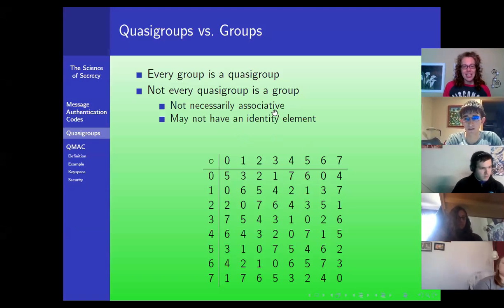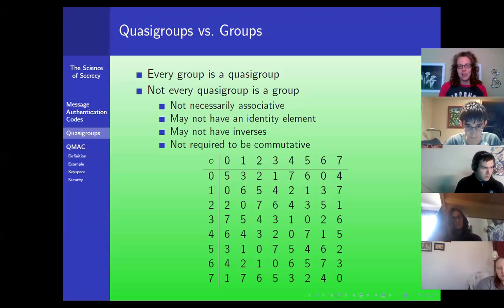You might not have an identity element. So there might not be an identity element here. There might not be inverses, and it's not required to be commutative either. So not every quasi group is a group, and there really are, I'm discouraged, but I promise there are non-associative triples in here.